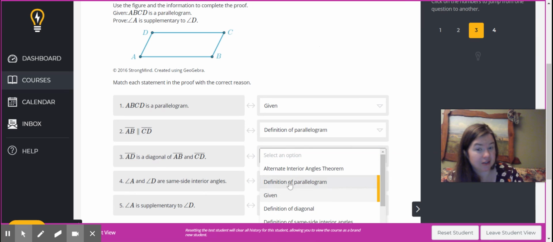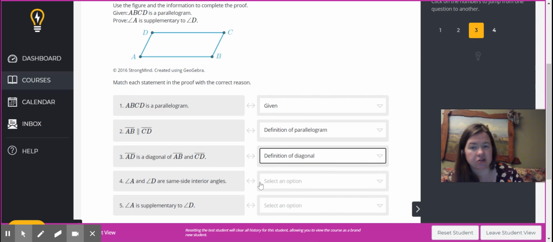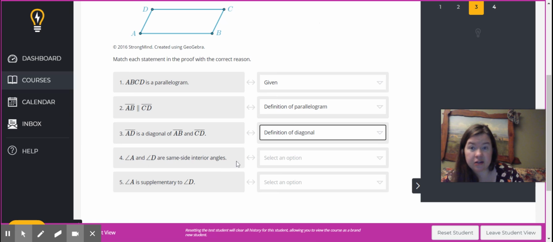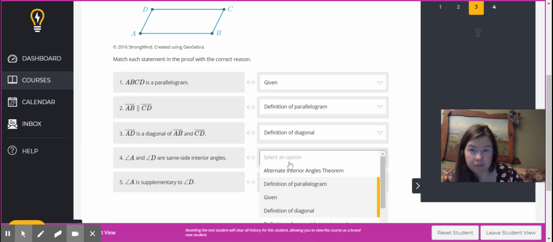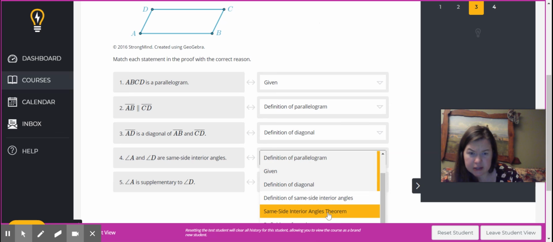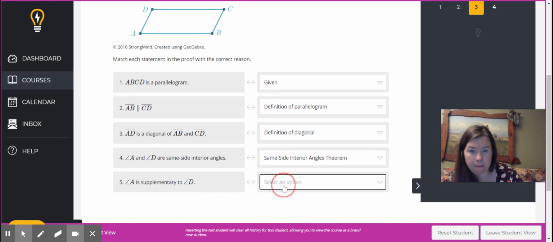They use the word diagonal here. I'm going to use definition of diagonal. Sounds very logical. And then angle A and angle D are same side interior angles. That is, if that's a diagonal, then that would be same side interior angles theorem. Then A is supplementary to D.